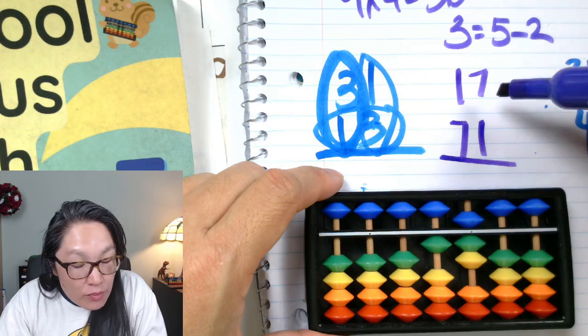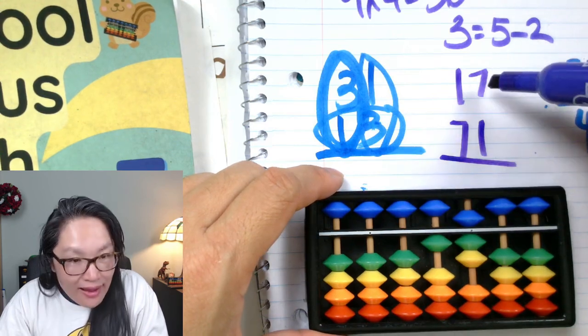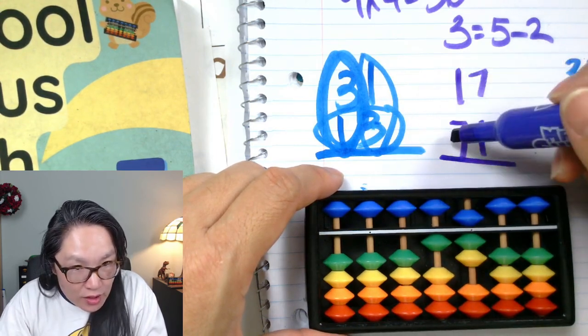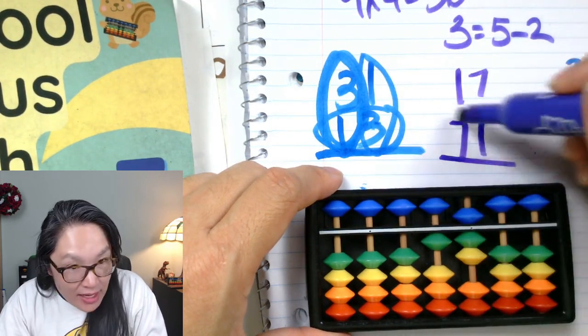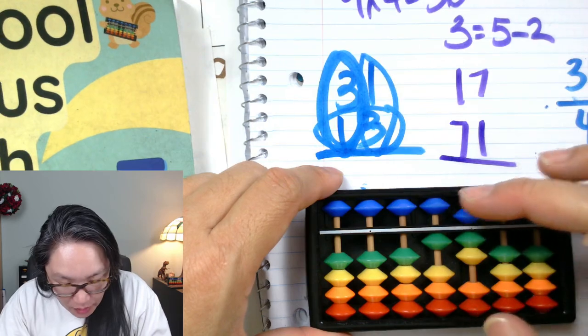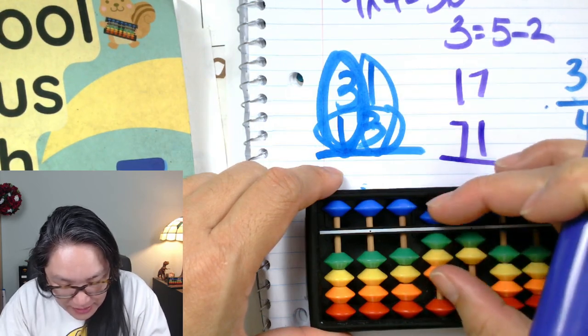So in regular math, we're going to do the ones, but in abacus, we actually do the left first. So we're going to add, is there enough beads to add the 7? Yes, there is. How do I know? Because I have 5, 6, 7. So I'm going to add 7 like that.